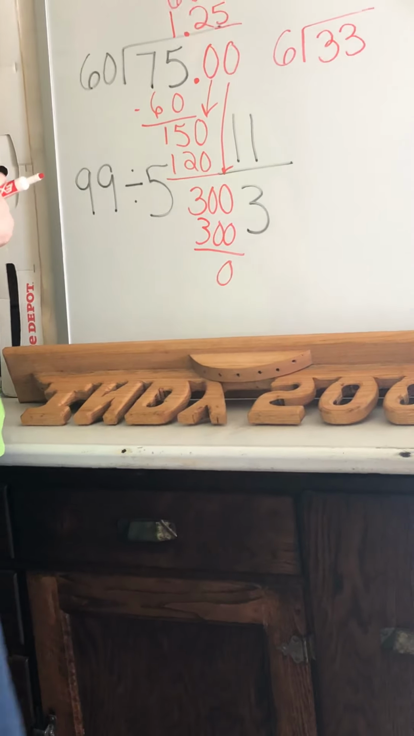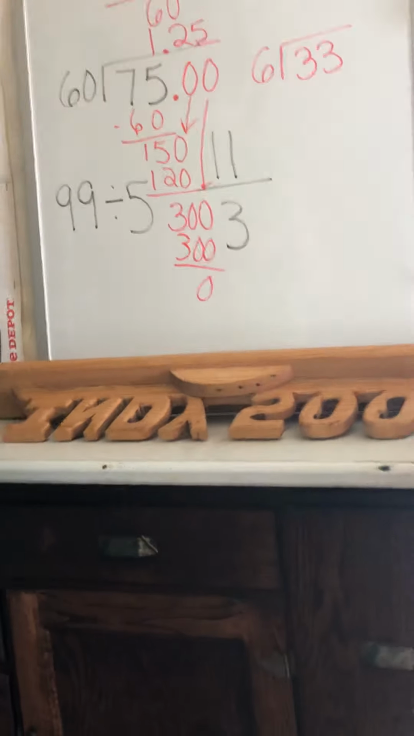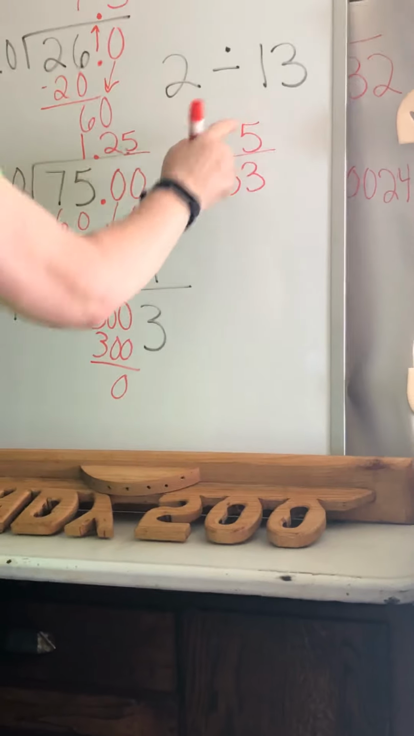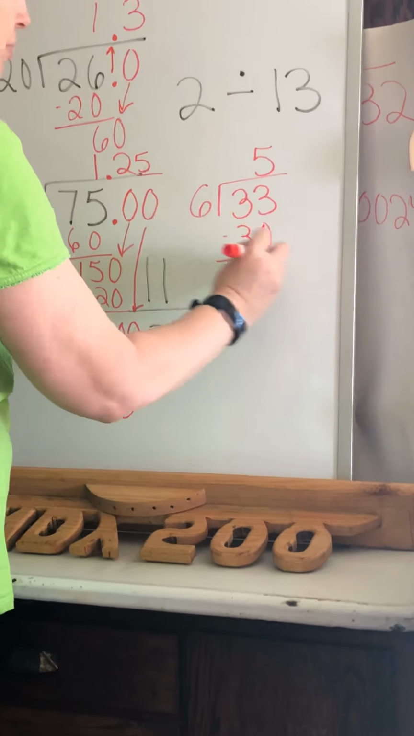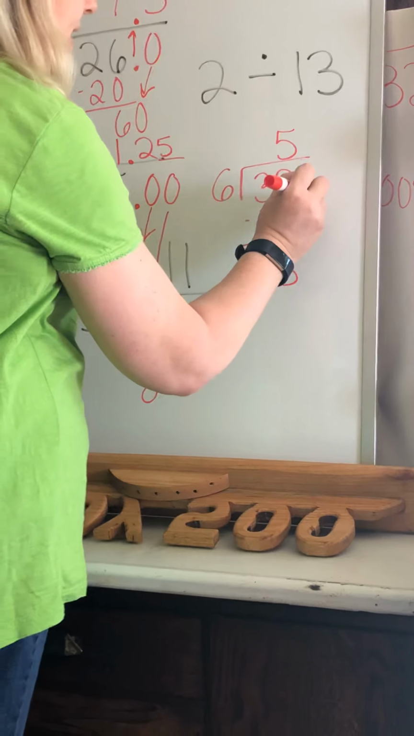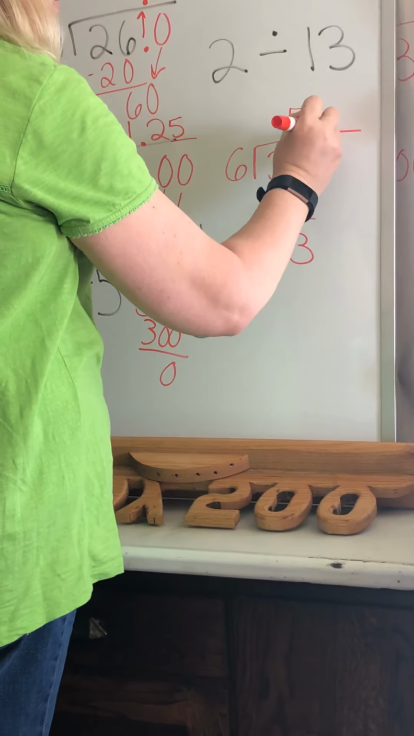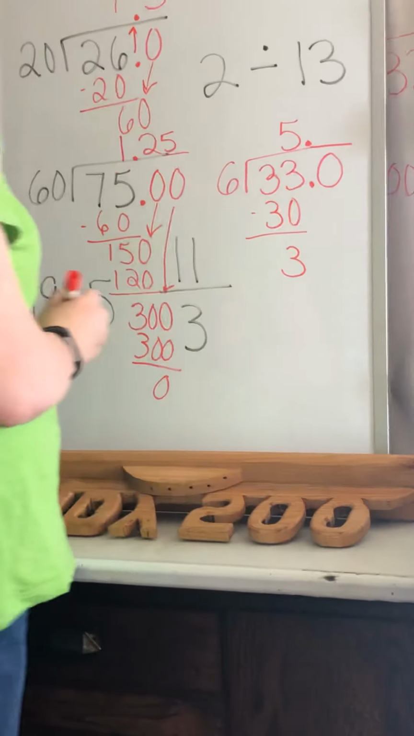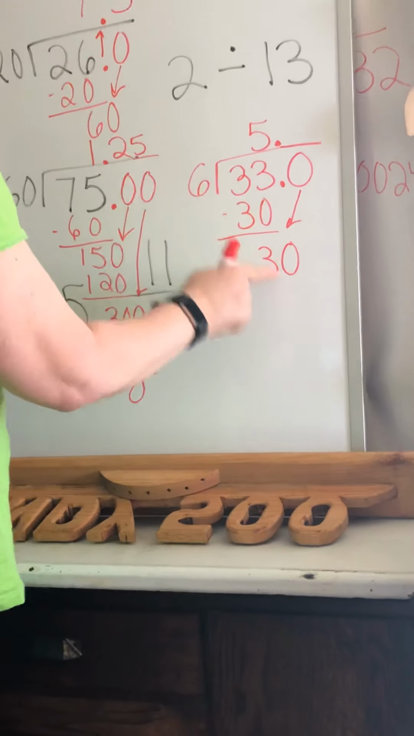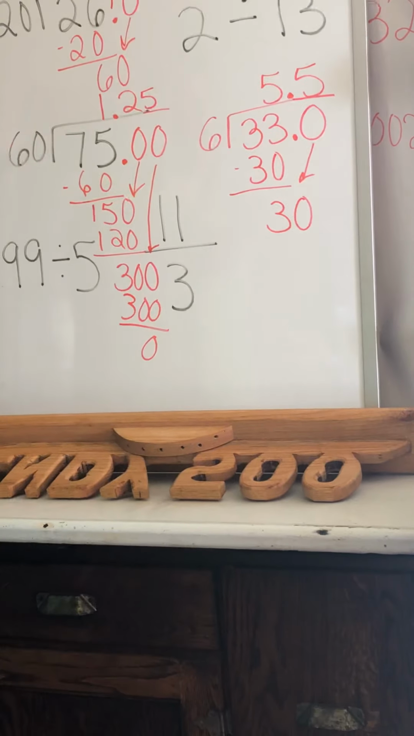All right, let's do one more problem that's just like this. 6 divided into 33. Well, 6 goes into 33 5 times. 6 times 5 is 30, but I have 3 left over. So again, I'm going to make a decimal right there. I'm going to bring it straight up, place it right there, and add a 0. Now I can pull this 0 down, and 6 divided into 30 goes 5 times again. So my answer is 5.5.